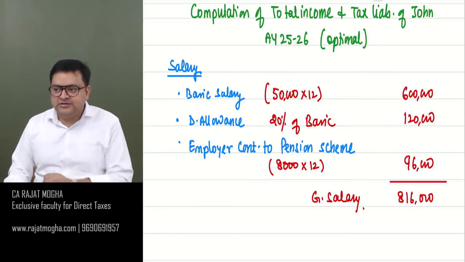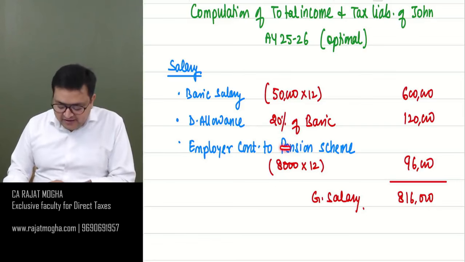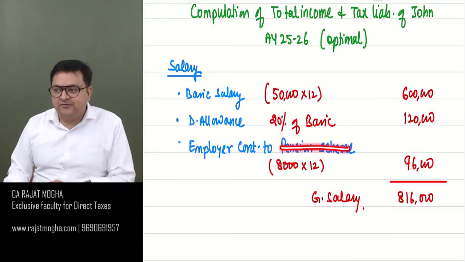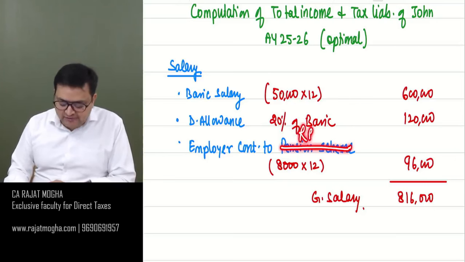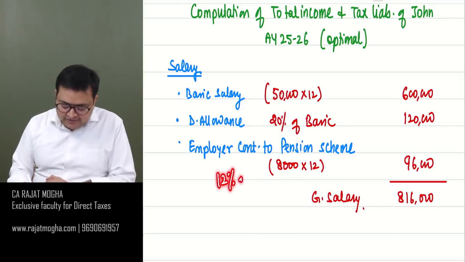Aditya is saying that we will change it. Shagna is also saying change. If this would have been a recognized provident fund, very good, Gomti. Then how much is the employer contributing? 96,000. We would have given an exemption up to 12% of salary.